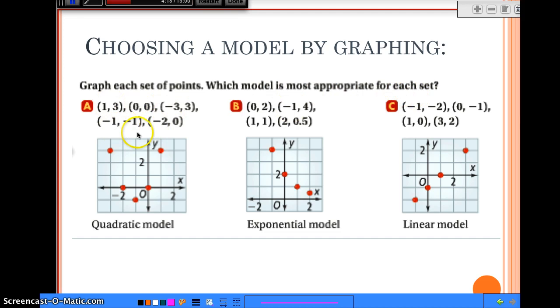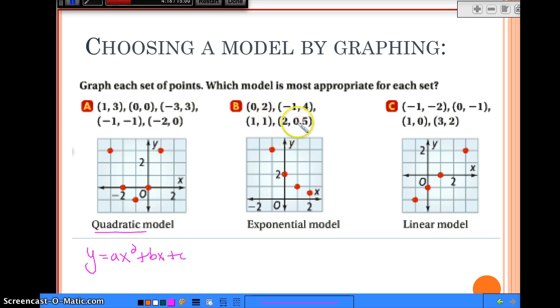So if you graph these ordered pairs and they plot out like this, we know that it's in the shape of a U. So therefore, this is going to be a quadratic equation, which is in the form of y equals ax squared plus bx plus c.